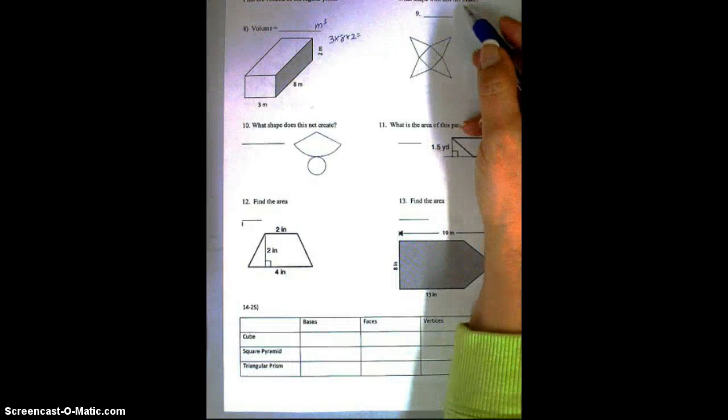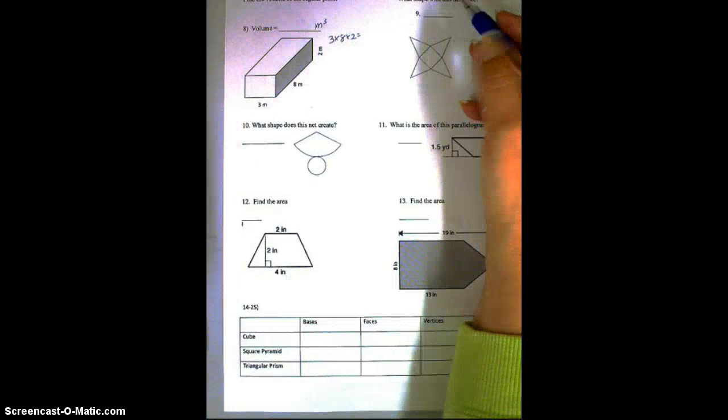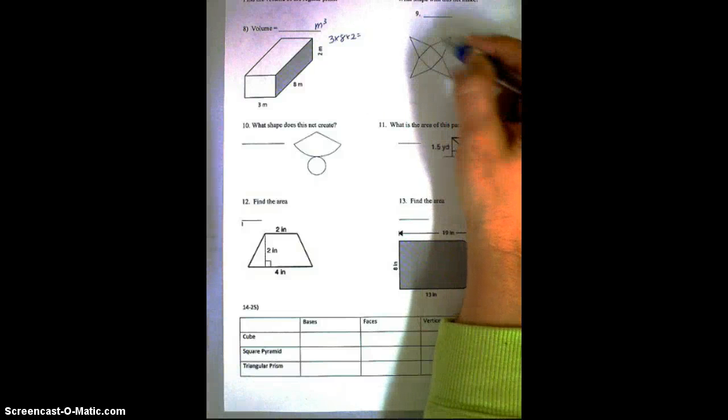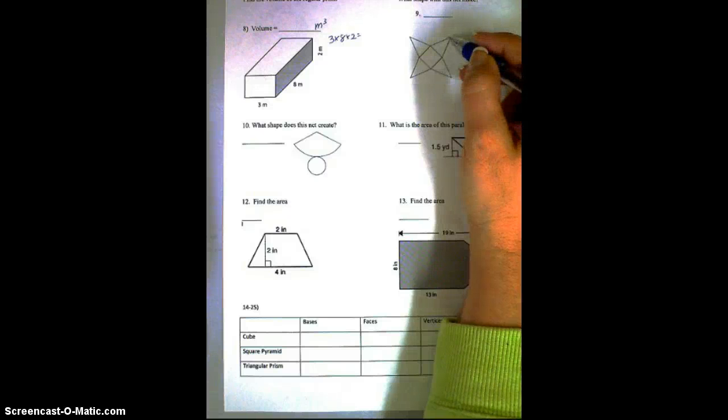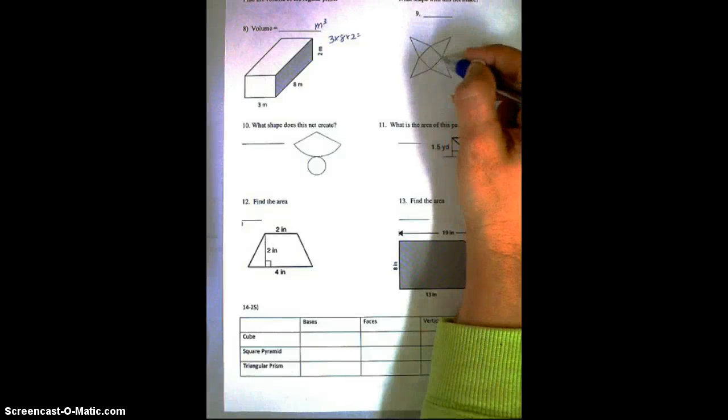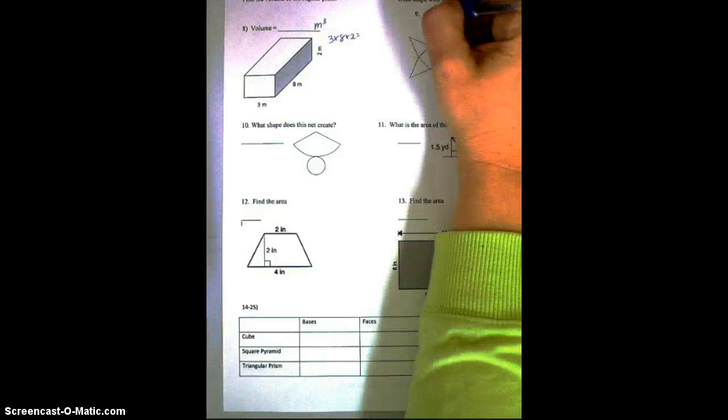What shape will this net make? So we're done with volume. Our net, if you folded it up, you see the triangle sides, so you know that it is not a prism. Prisms have rectangle sides. This one is a pyramid, and the shape of its base gives its name, so this one would be a square pyramid.